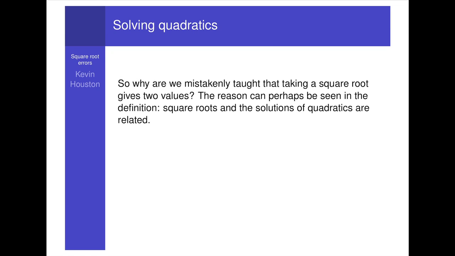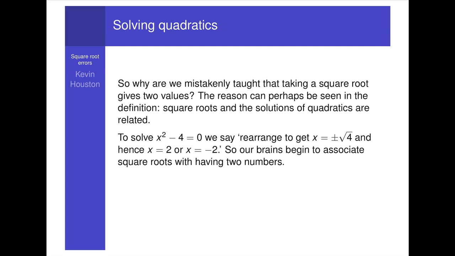So why are we mistakenly taught that taking a square root gives two values? The reason can perhaps be seen in the definition. Square roots and the solutions of quadratics are related. Quadratic equations generally have two solutions, and so we begin to associate square roots with two numbers. For example, to solve x squared minus 4 equals 0, we say, rearrange to get x equals plus minus square root of 4, and hence x equals 2 or x equals minus 2. So we feel that a square root gives rise to two numbers.